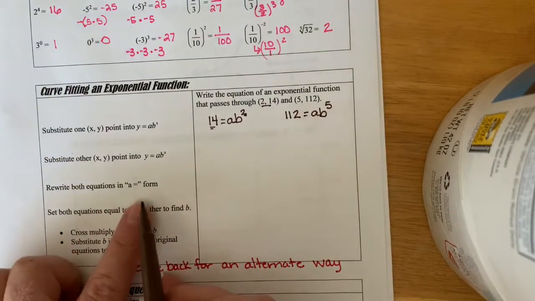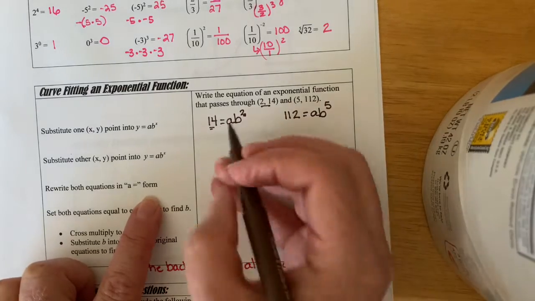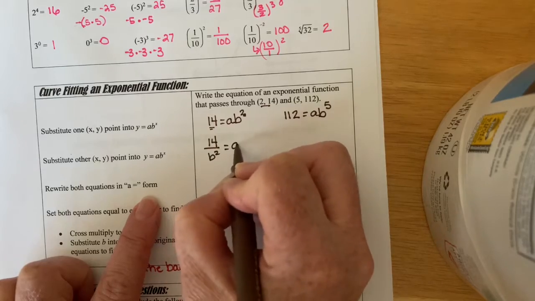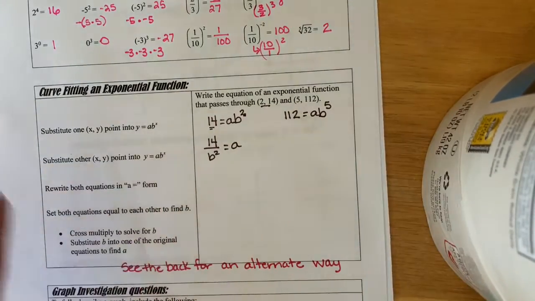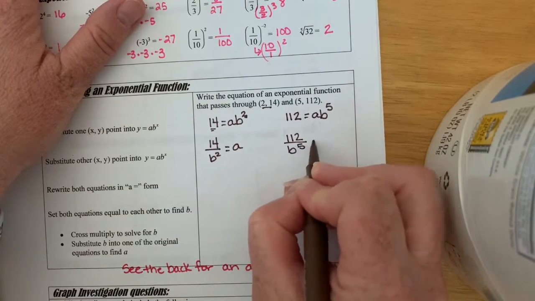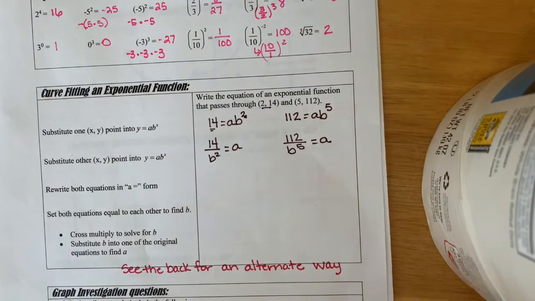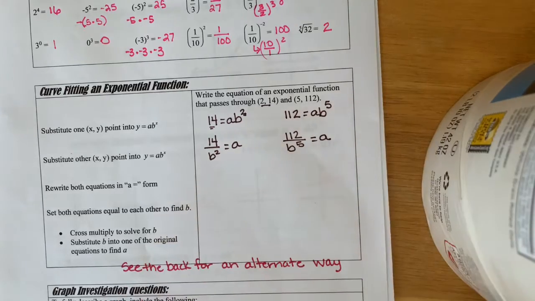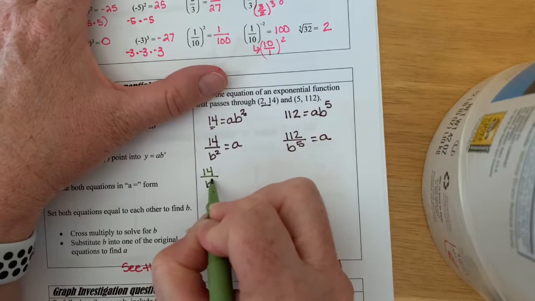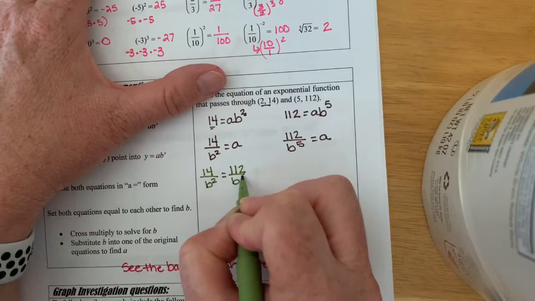Then if you look, it says rewrite both equations in a equals form. That means I want to solve this equation for a. So if I divide both sides by b squared, I find out that a equals 14 over b squared. And on this one, I get 112 divided by b to the 5th equals a. So now we're going to take those 2 equations. They both equal a, so we can use the substitution method, and we can set them equal to each other. So 14 over b squared equals 112 over b to the 5th.